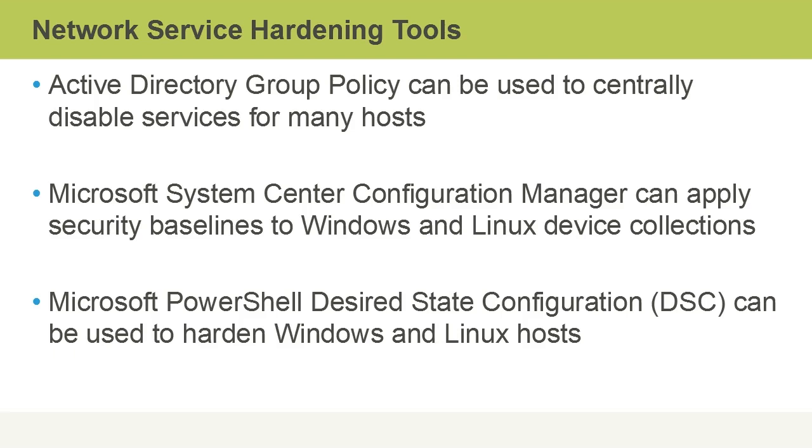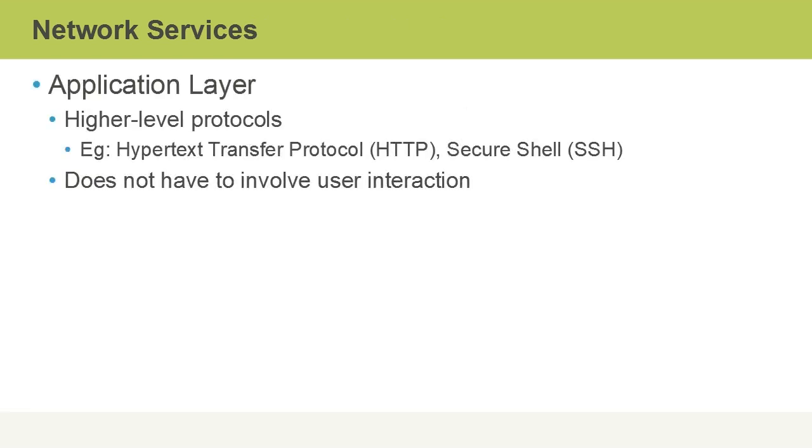Network services apply at the application layer primarily with higher level protocols such as Hypertext Transfer Protocol or Secure Shell. Now, even though these are higher level protocols that might apply to layer 7 of the OSI model, the application layer, that doesn't imply that it involves user interaction. In this video, we discussed network services.